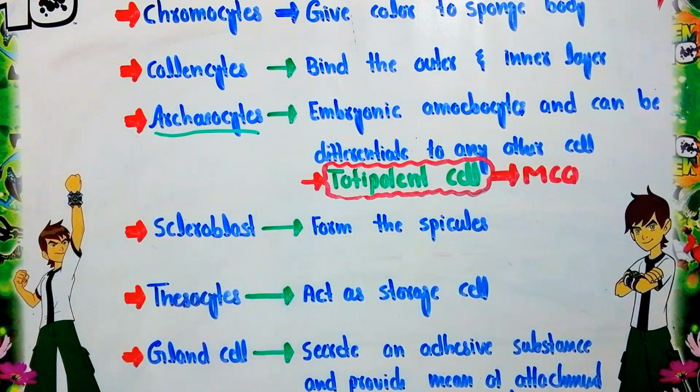So this is all about the body wall, or integumentary system, of the sponge body.